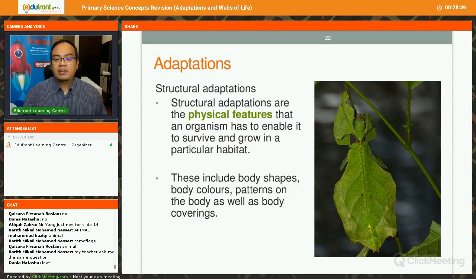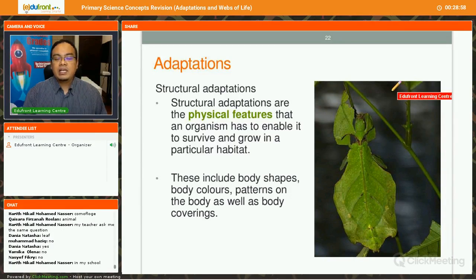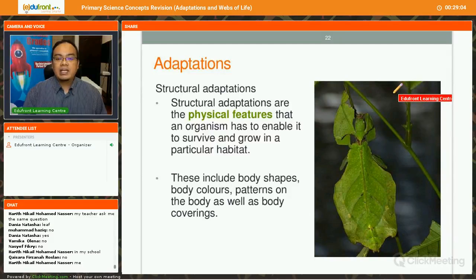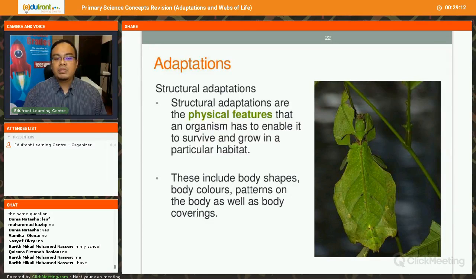Have you all seen a live leaf insect before? No, okay. I've not seen one live also, but I've seen one at the zoo. At the zoo they have a leaf insect and they have a stick insect also. A stick insect looks like a stick. I had a student before. He bought a stick insect in a shop and he brought it to tuition class.